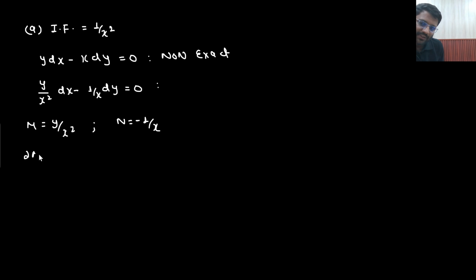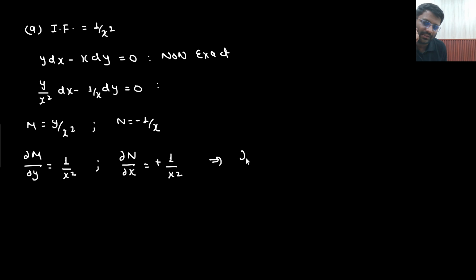So what will be the partial differentiation of m with respect to y? With respect to y you are supposed to solve. So 1 by x square will be treated as constant. Differentiation of y will be 1. Partial differentiation of n with respect to x. What is the partial differentiation of 1 by x? So that will be 1 by x square, minus minus will become plus. Are they both becoming same? Absolutely yes. Del m by del y is coming out to be del n by del x. What does that mean? That it has become exact.